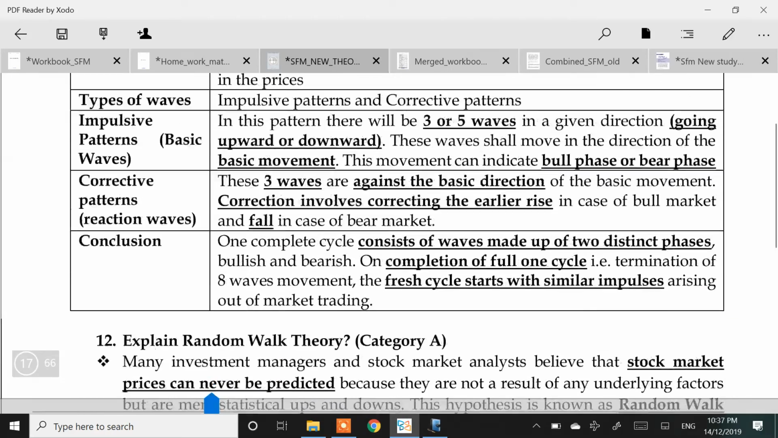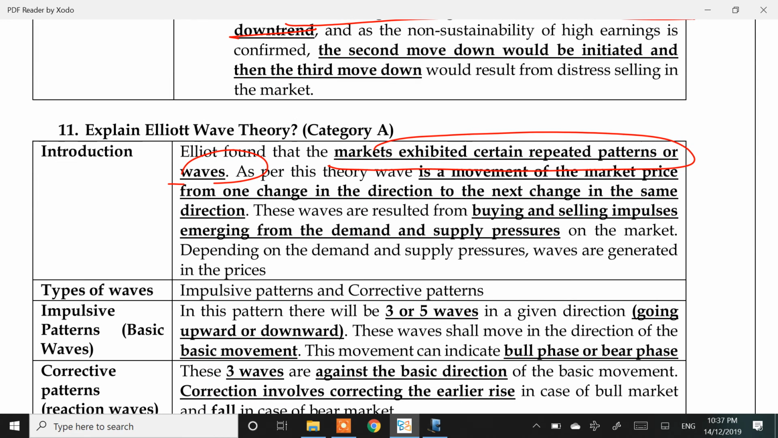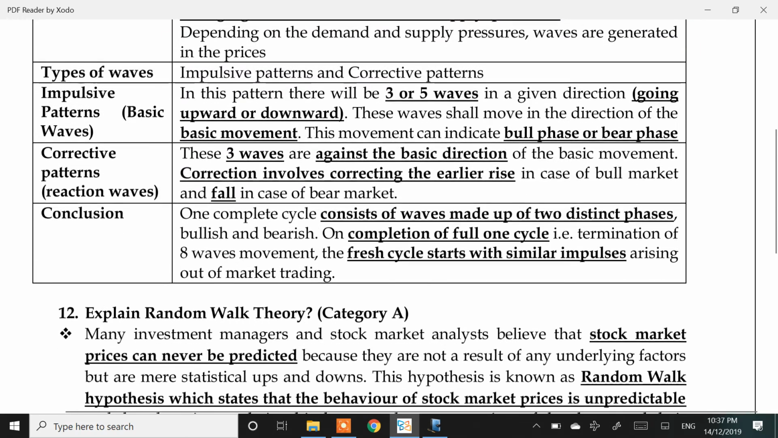As far as Elliott wave theory is concerned, you will have to understand two types of waves. One is called impulsive patterns and the other corrective patterns. Impulsive patterns are basically the basic movements which are happening, and that indicates whether it's a bull phase or a bear phase. And corrective patterns are going to be the opposite of the impulsive patterns.